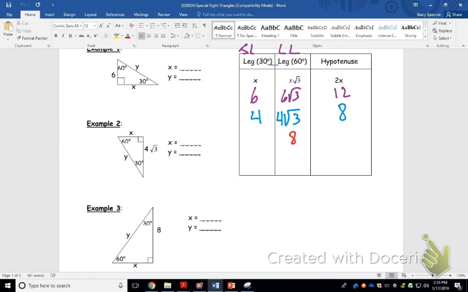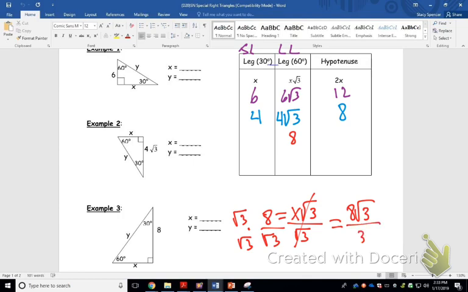So you set the 8 equal to, in this case, X times the square root of 3. Okay, so we're going to divide by the square root of 3. So X equals 8 over the square root of 3. And then we must rationalize. So we rationalize by multiplying. So what does that leave you with in the numerator? 8 times square root of 3 over 3. Okay, all right, so that's your short leg.